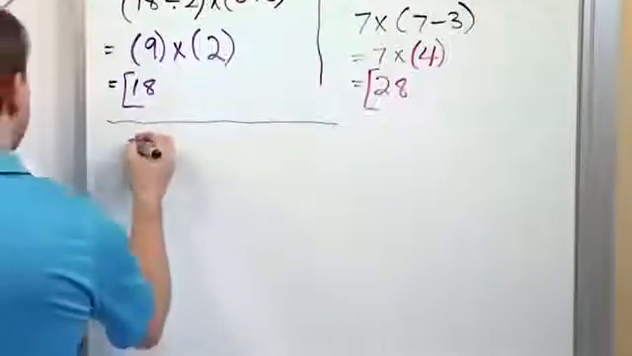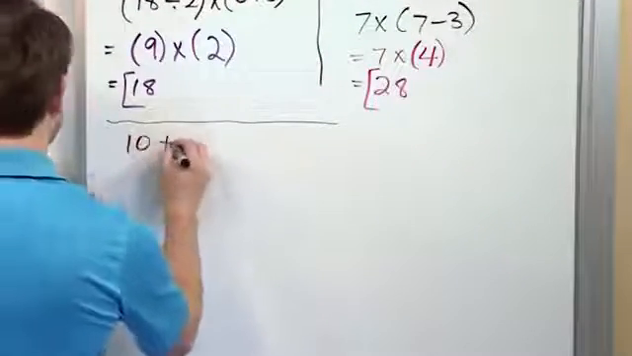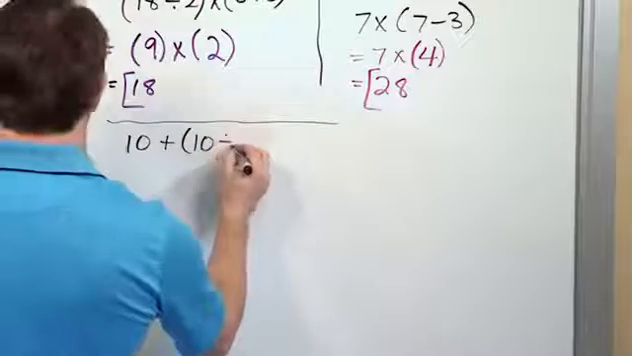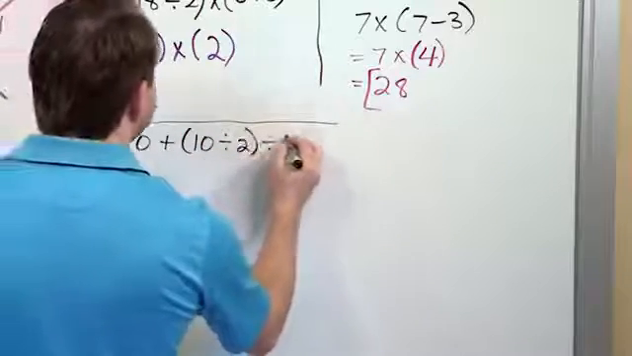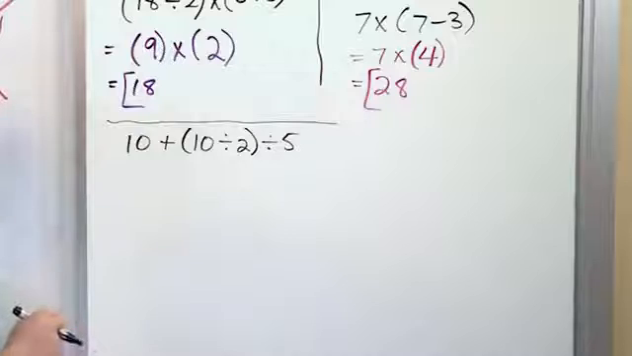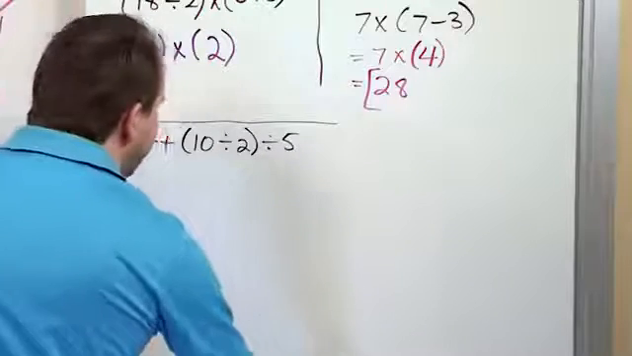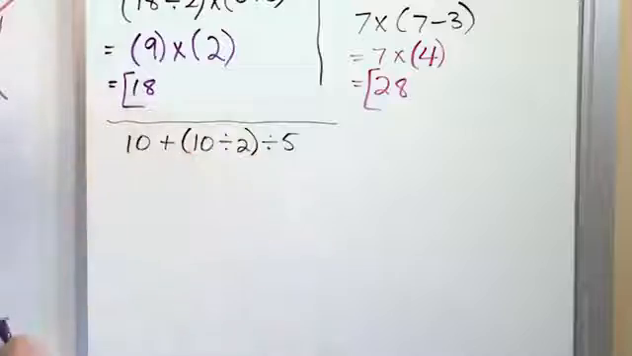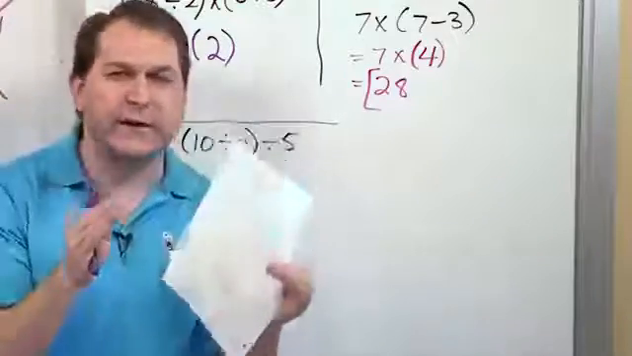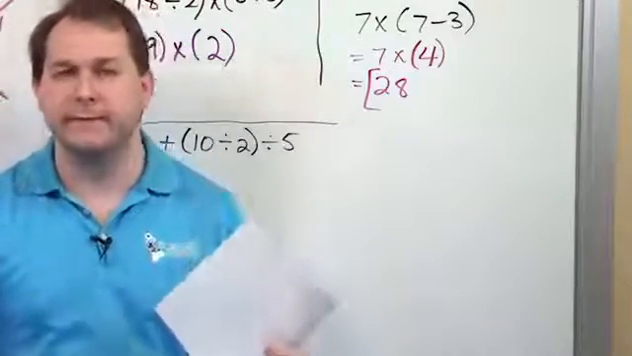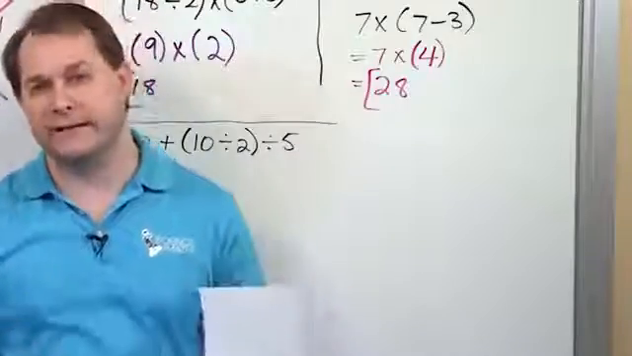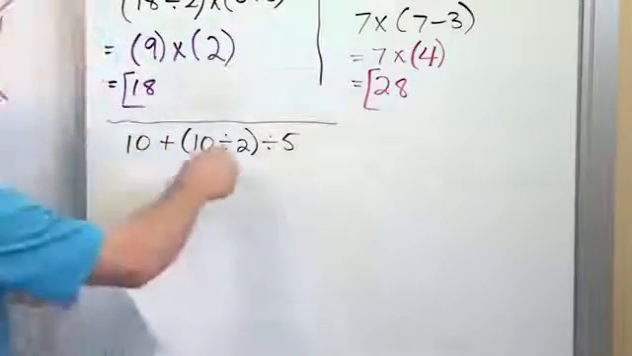All right, let's do 10 plus 10 divided by 2 divided by 5, all in parentheses. All right, so here's a problem. First thing we do is we look for parentheses. We see that we have parentheses, so we know we have to do what's inside here first. But once we're inside of there, first we look for multiplying and dividing. We do those first, then we look for adding and subtracting. So we see that we have a division here.